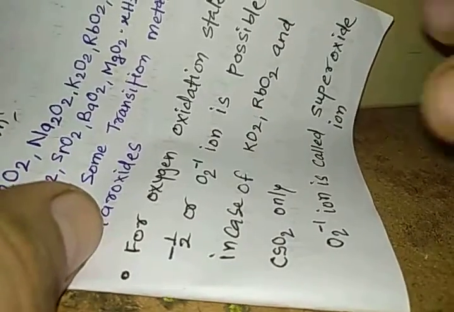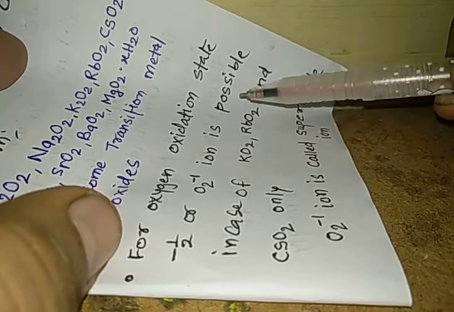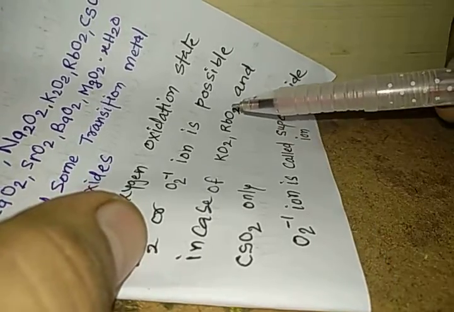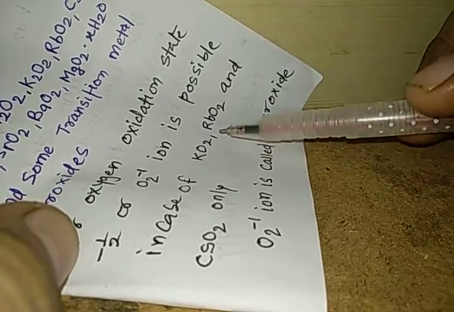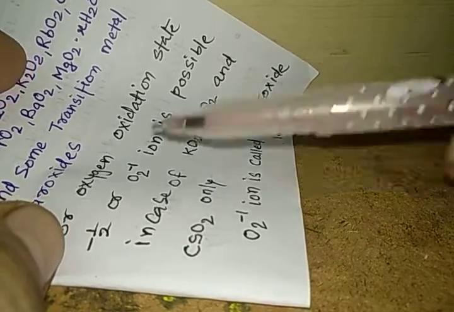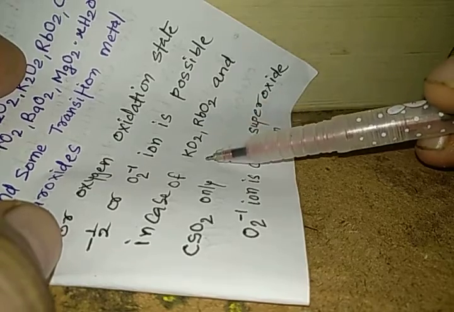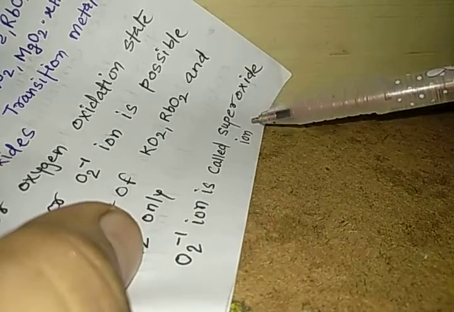For oxygen, an oxidation state of -1/2, or the O2^-1 ion, is also possible, in the case of potassium superoxide, rubidium superoxide, and cesium superoxide only. So the -1/2 oxidation state is possible only in the superoxides of potassium, rubidium, and cesium. The O2^-1 ion is called the superoxide ion. So this is how we understand the variation in oxidation states.